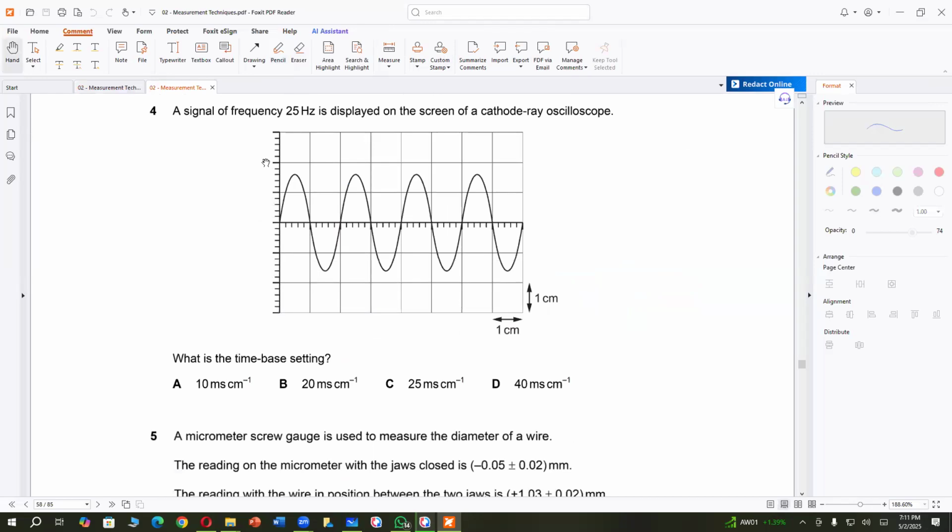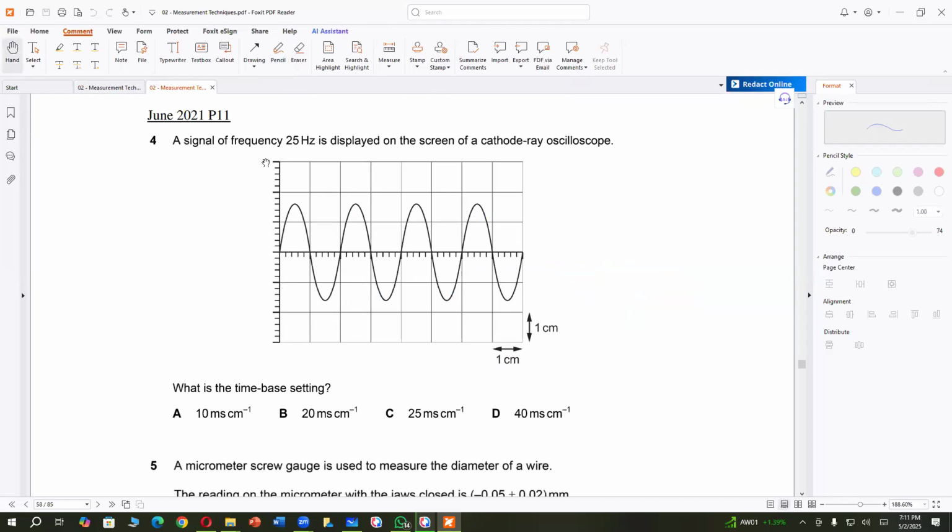CRO is another topic which comes sometimes in the paper. CRO is a very rare topic for paper 2. It comes in paper 1 mainly. This is June 2021, paper 1-1. A signal of frequency 25 Hz is displayed on the screen of a CRO. What is the time-base setting? Now you can see the screen and the frequency is 25 Hz.